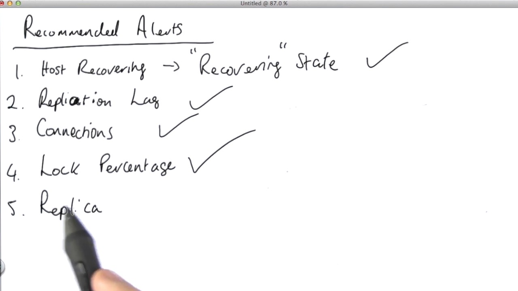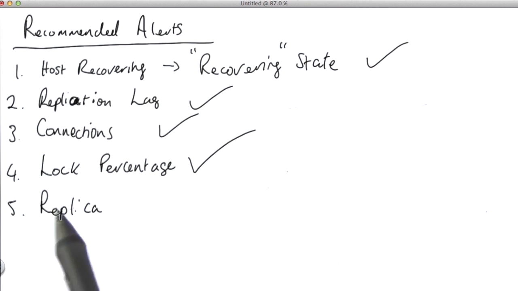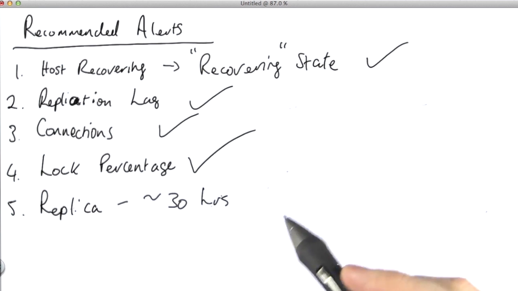The final recommended alert of the 5, and there are more alerts that a lot of people are going to configure, and I'll go through some of those and how they might work as well after this, but in terms of the top 5, the 5th one is Replica. And this is a statistic that we've mentioned in the past. I believe the example we had earlier gave this about 30 hours.